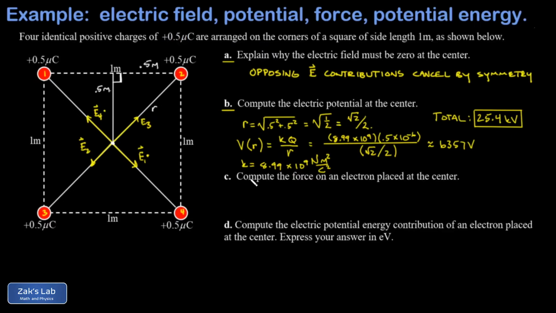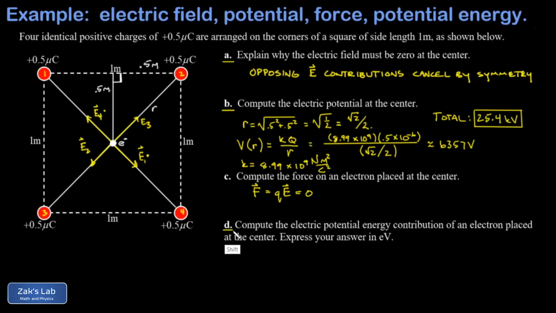Now in part C, we're going to place an electron at the center of this configuration. So just a single electron there. And we're asked to compute the force on it. Well, there's not much to do in this part of the question because the force on an electric charge is given by the charge multiplied by the electric field at that point. And we've already shown the electric field vanishes. So the force vanishes as well, and the force experienced by this electron will be 0.